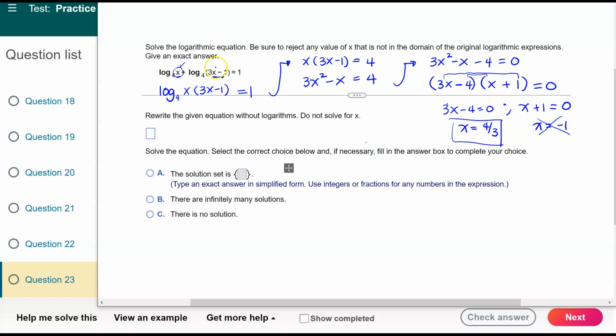Now, if you plug in 4/3 here, 3 times 4/3 is 4. 4 minus 1 is 3. So that is positive. So therefore, the solution set here is just 4/3. x equals negative 1 is not part of the answer.